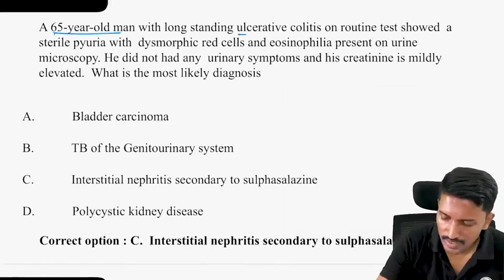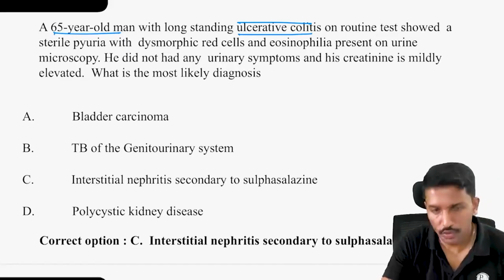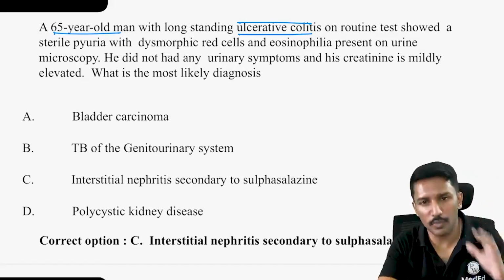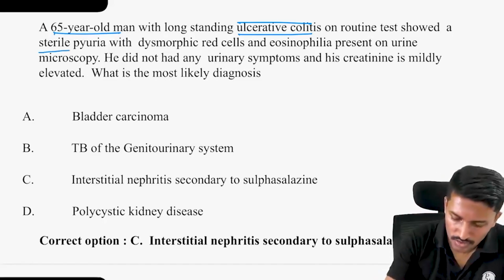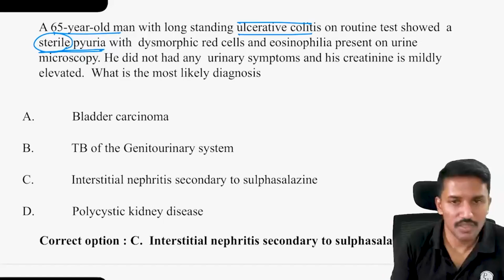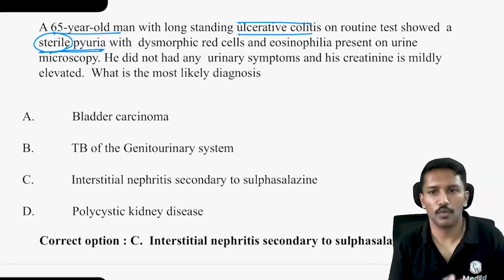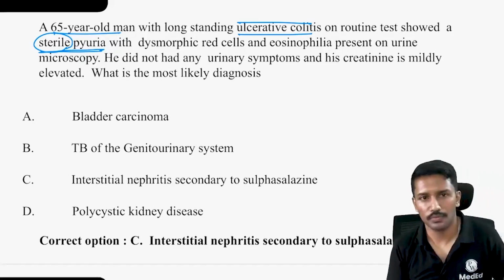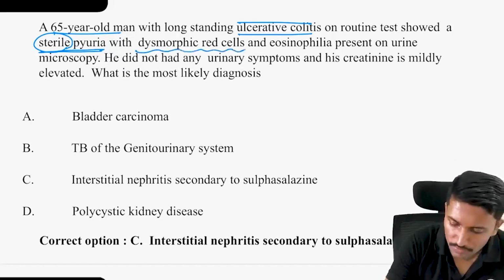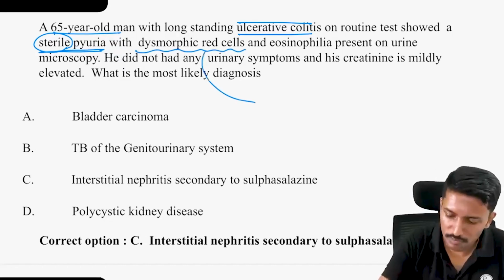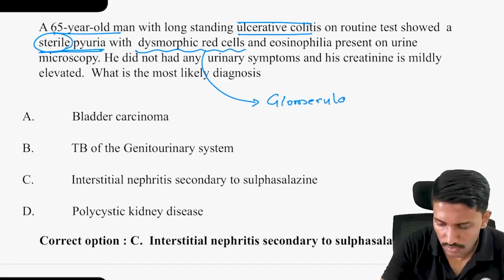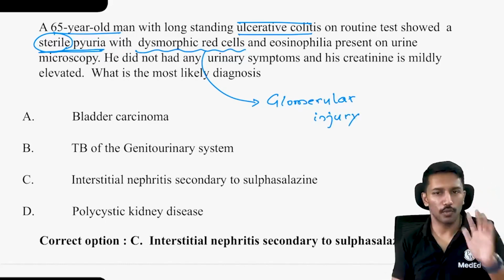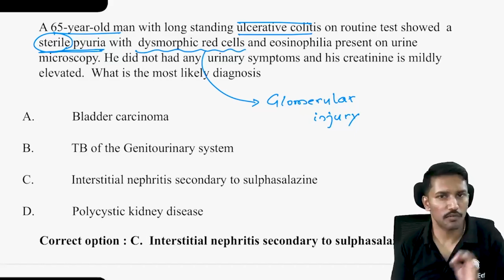So here we have long-standing ulcerative colitis. Ulcerative colitis patients, long-standing also, so he will be on immunomodulators, right? The routine test showed sterile pyuria. When they say sterile, that means infection as a cause for the WBCs in the urine is ruled out. Okay. And then there are dysmorphic red blood cells. The moment you say dysmorphic red blood cells, that indicates there is injury to the glomeruli, right? So there is glomerular injury. So I have glomerulitis for sure if you say there are dysmorphic RBCs.